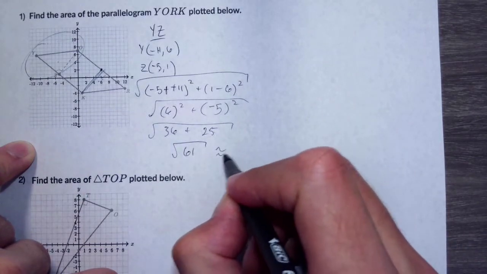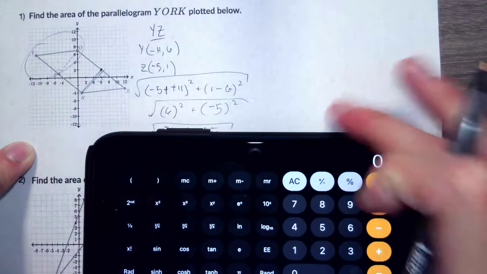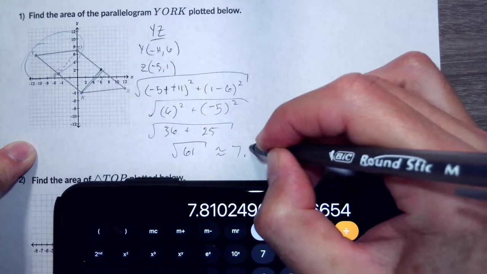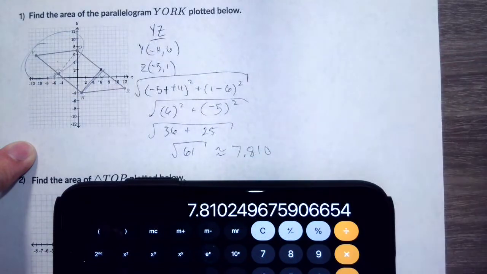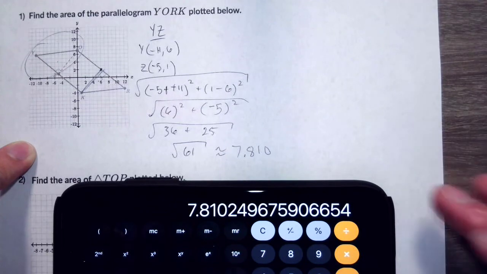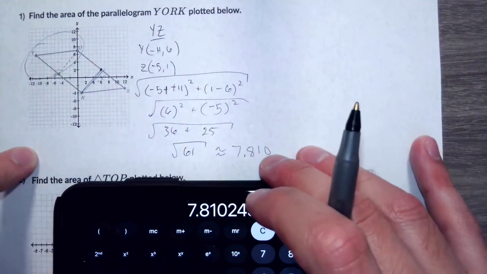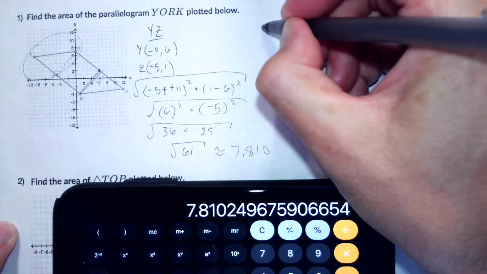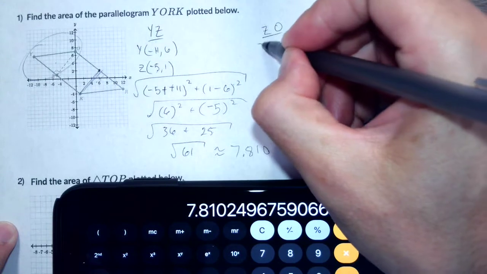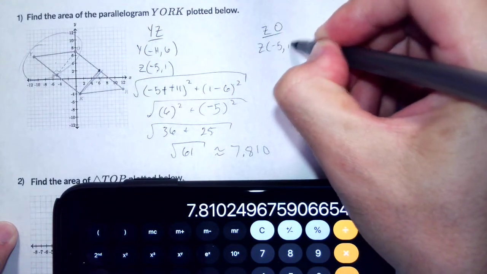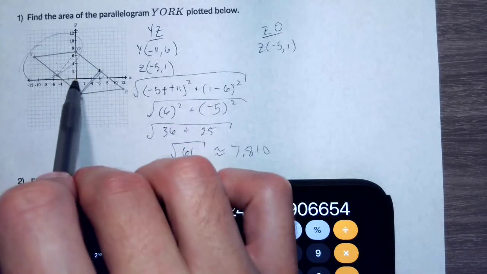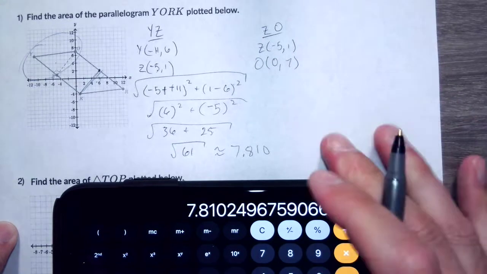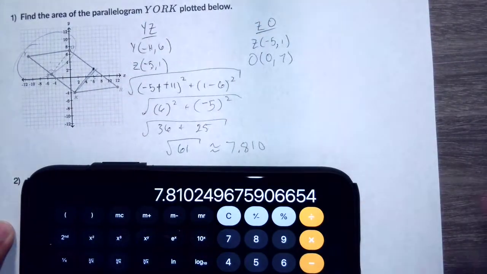So that would be around 7.810. Yeah, we're just going to leave it like that. So we got that part. Great. Now I need ZO. I already have the coordinates for Z. Then I need the coordinates for O, which is 0, 7. So O is 0, 7. And then I'll find the distance for that.